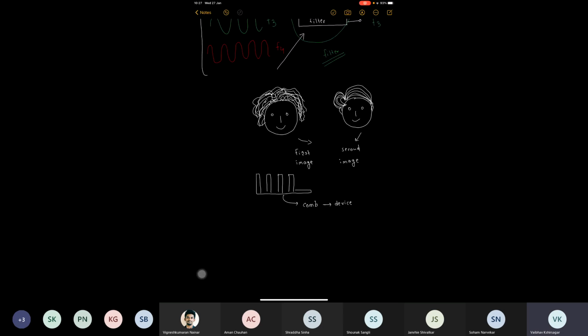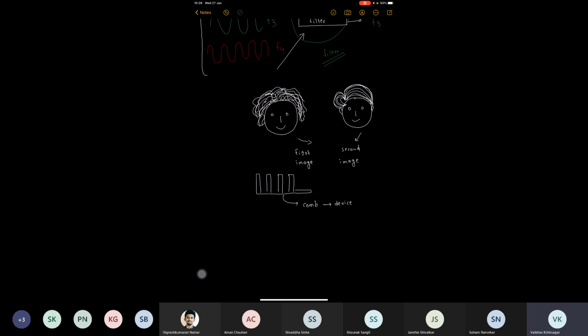When you use this comb with unorganized hair, you can set the hair into an organized way. That means it will filter out the setting of unorganized frequency components into certain organized frequency components. When you use a comb with unorganized hair of a person, you can set the hair in a shaped way, and you will get the second image.